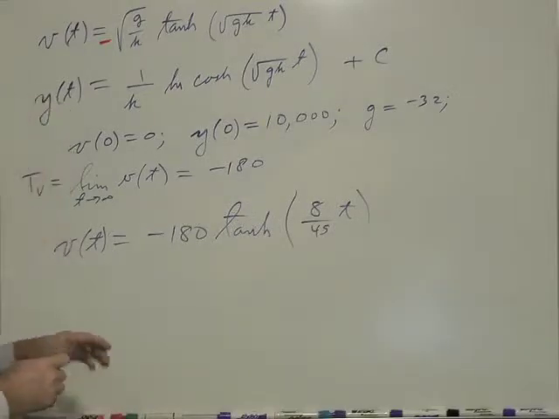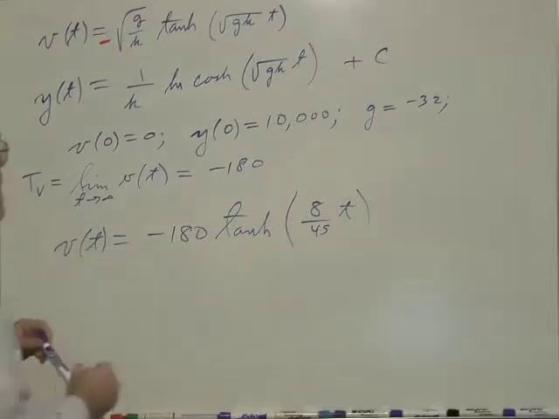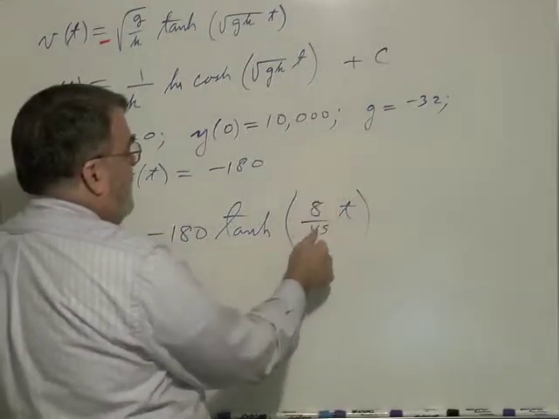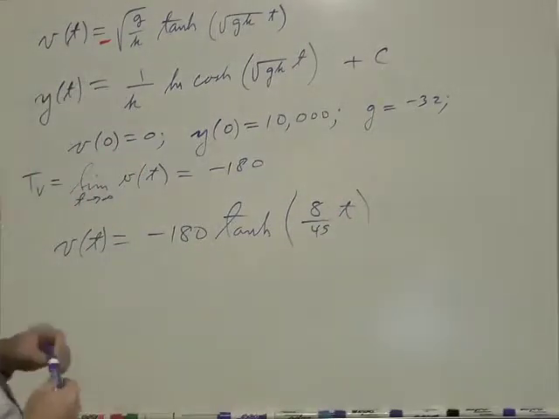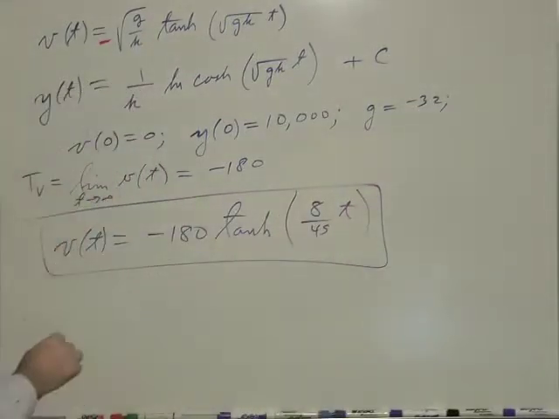And here is that velocity function. It's minus 180 times the tangent of 8 over 45 times t, or 8t over 45. So it's a fairly clean function here. I'm going to block that off, and for this model, that's what that is.